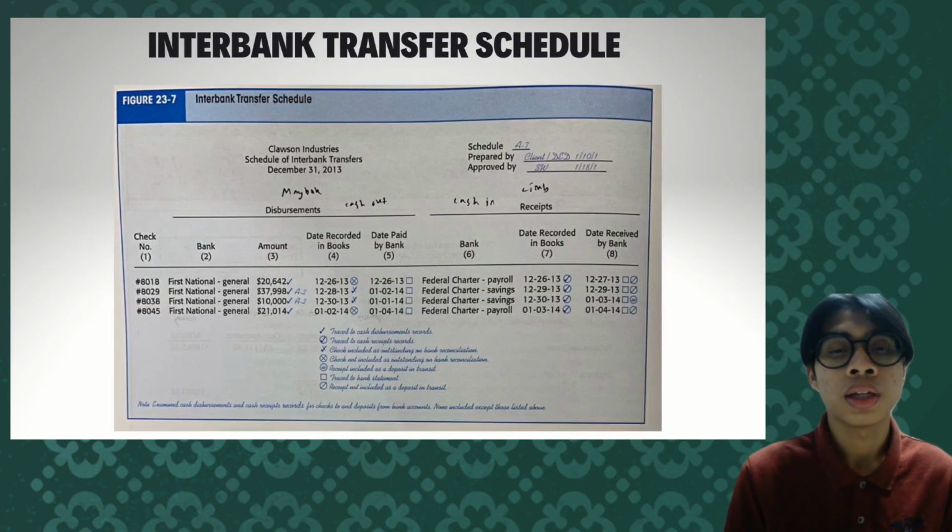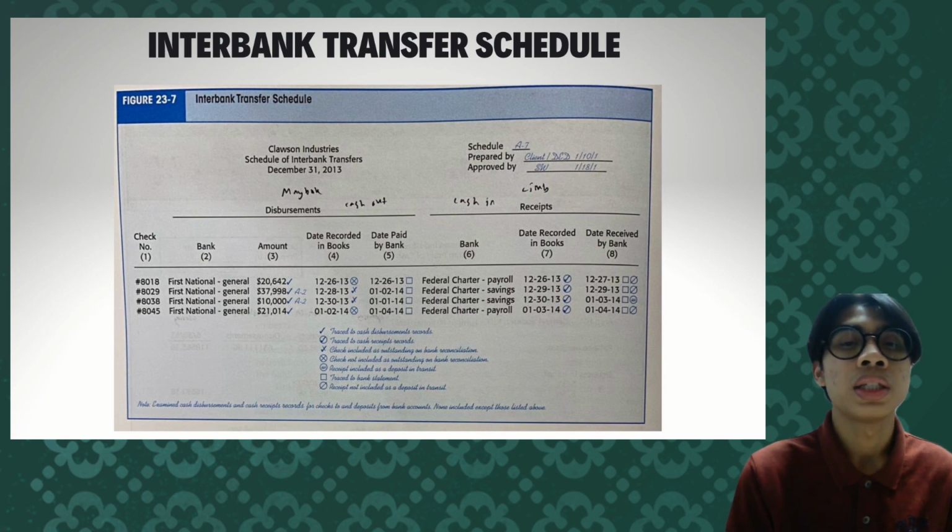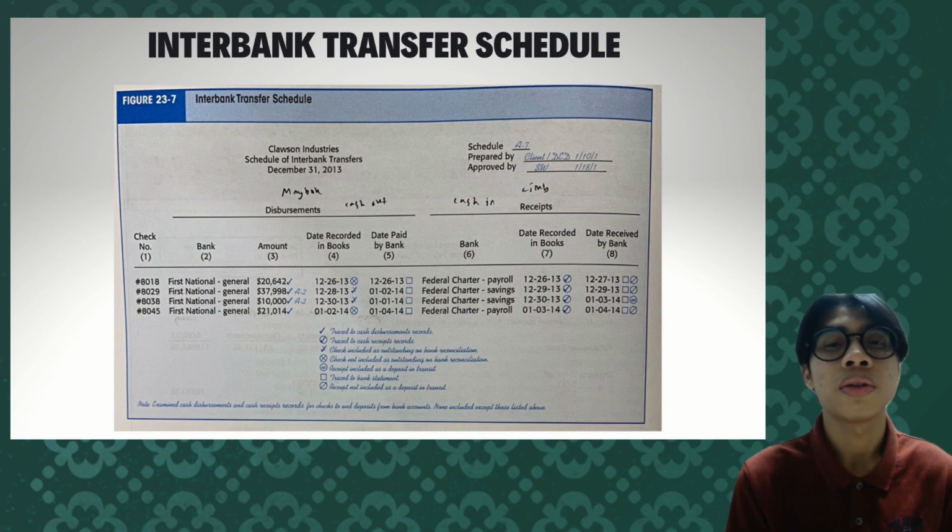So the last slide is the interbank transfer schedule. The year-end bank reconciliation should accurately include or omit receipts listed on the interbank transfer schedule as deposits in transit. The savings and payroll account 12/31/11 bank reconciliation in figure 23.7 should show a deposit in transit for the third transfer but not for the other three.